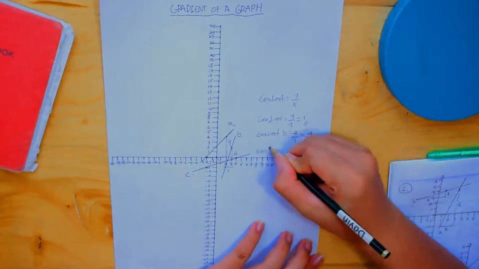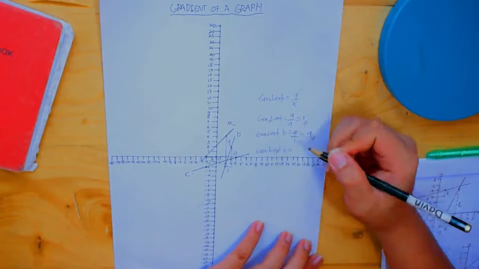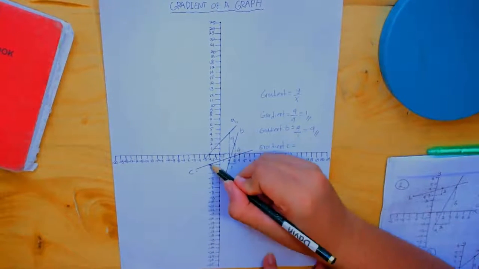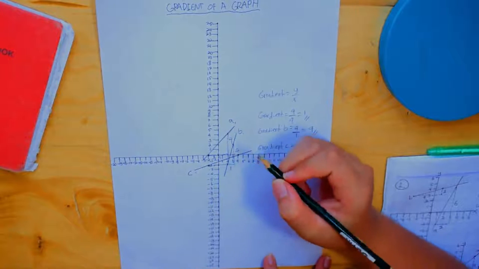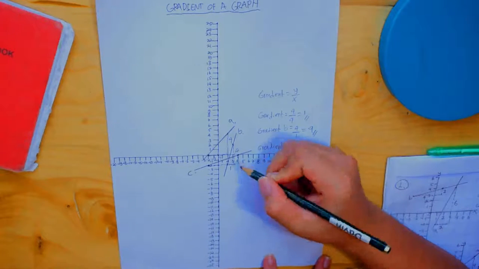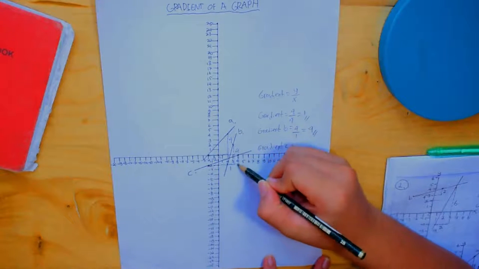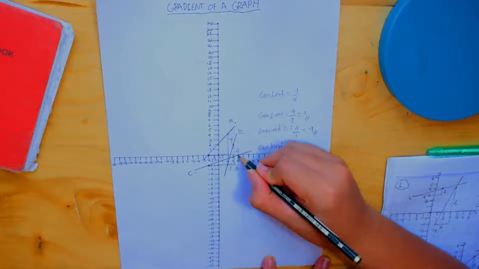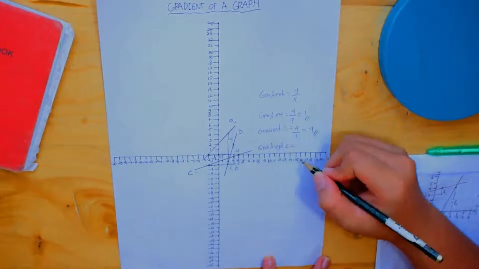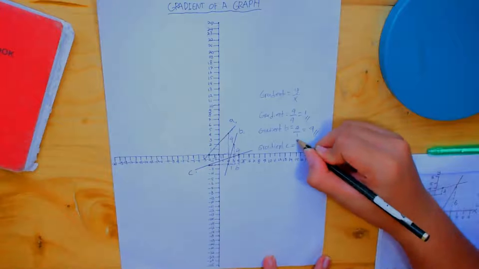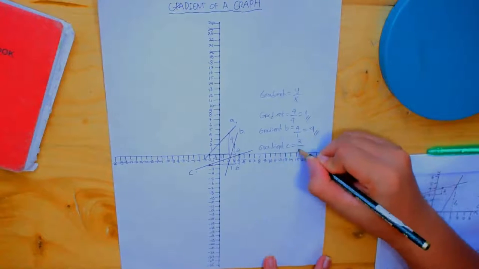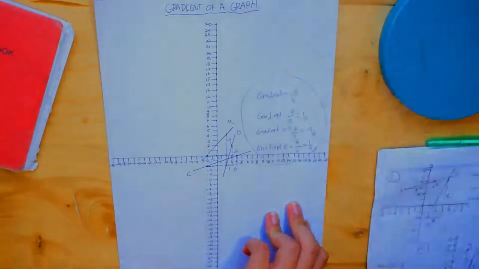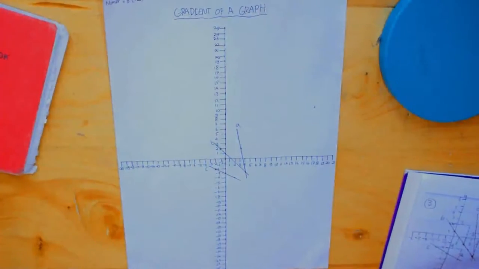And the last, the gradient of line C. We need to draw the helping line first to know. Now, the x change of C is 6, and the y change of C is 2. So, 2 out of 6. So, the answer for C is 1/3. Next question. Next is number 3.